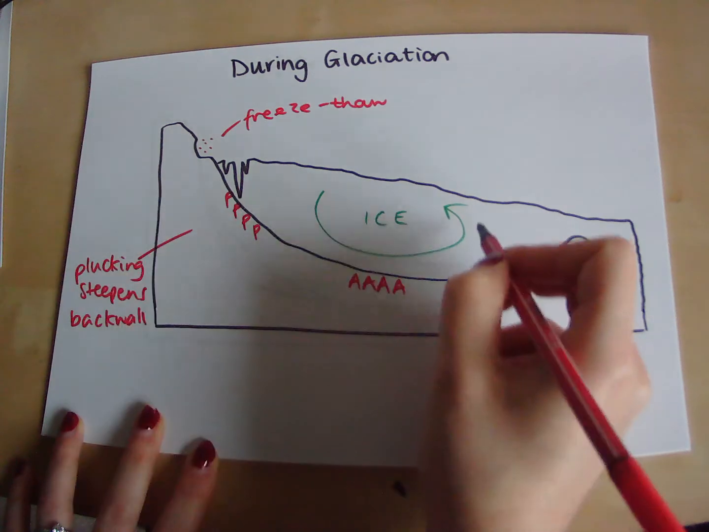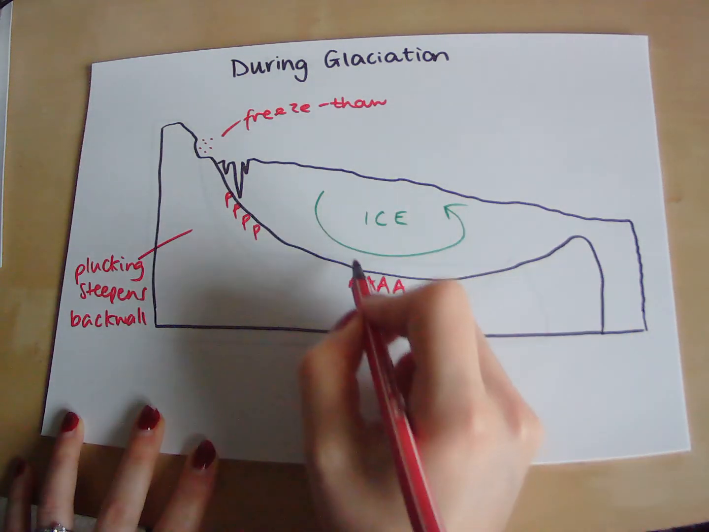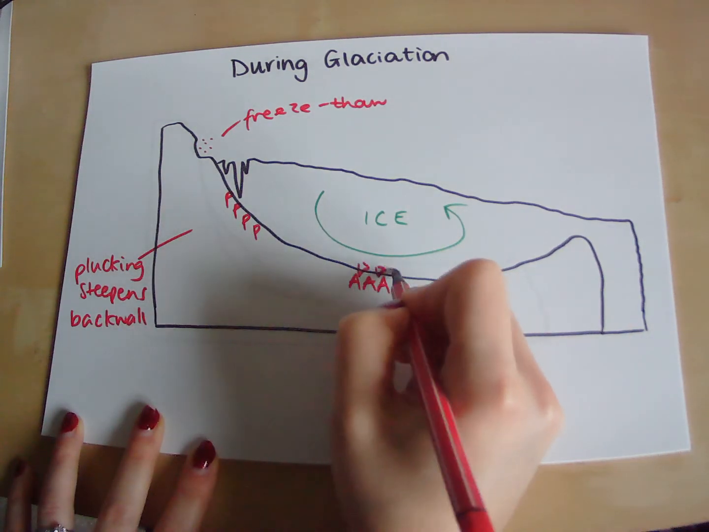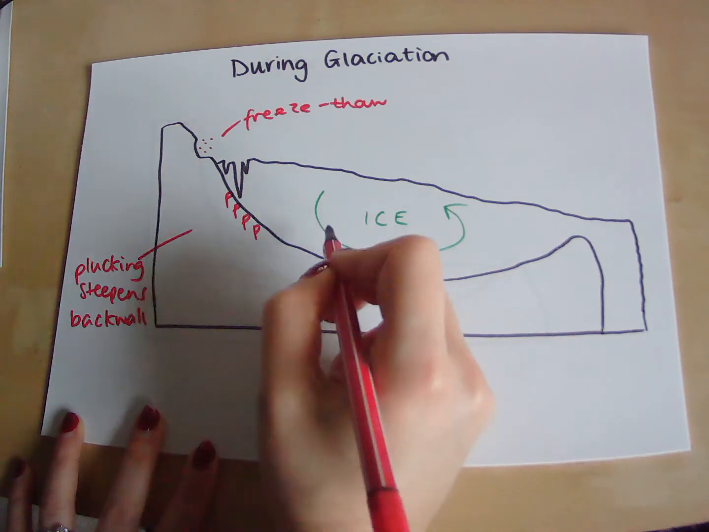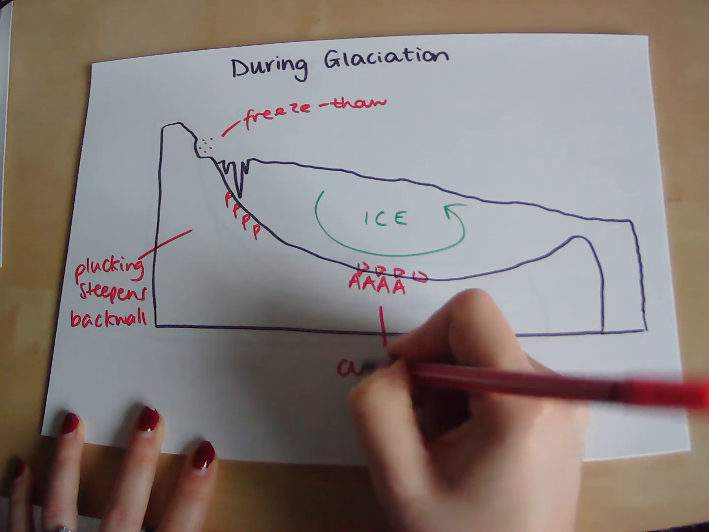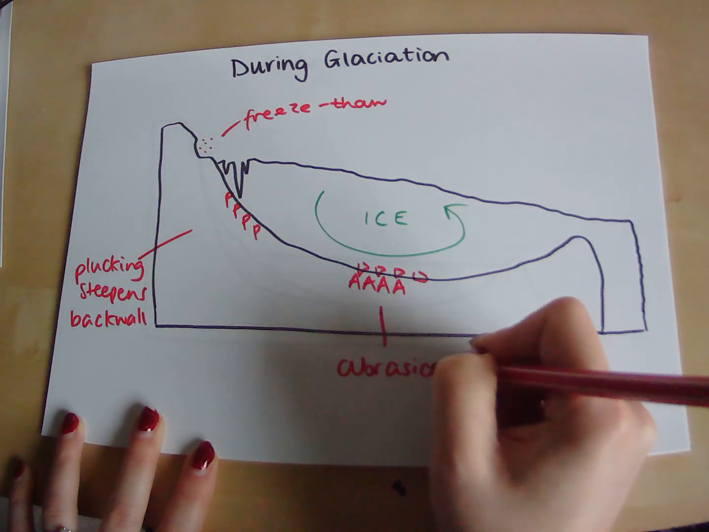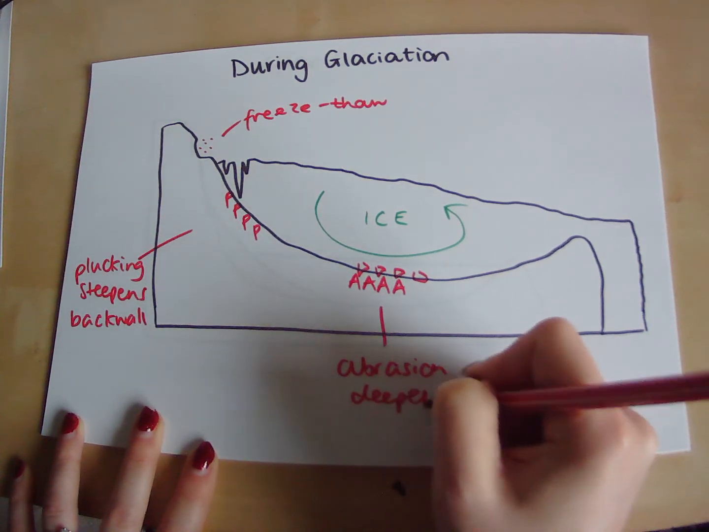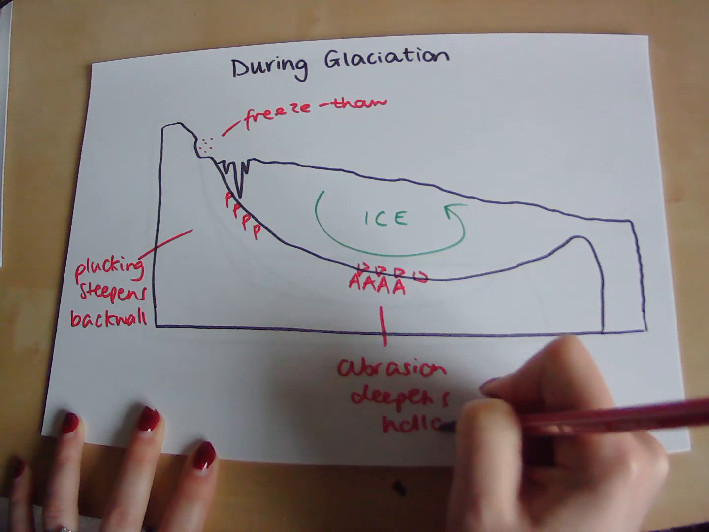Abrasion is also happening at the base of the corrie. So as this ice is moving and scouring down here, we've got little fragments of rock that are sticking out of the bottom, and that is going to wear away and deepen the base of our corrie. So abrasion deepens the hollow.